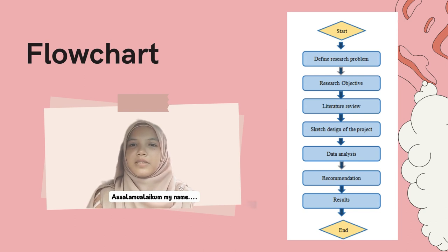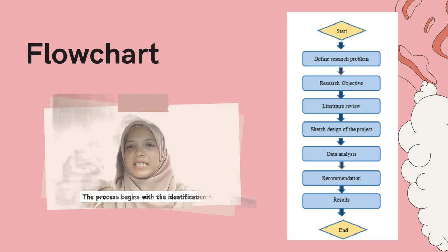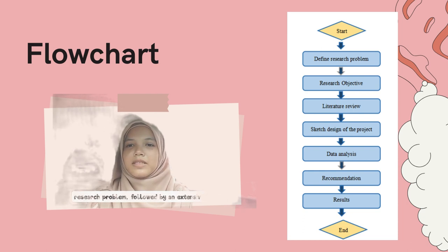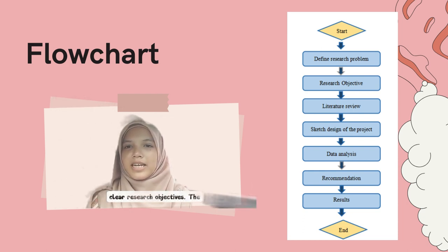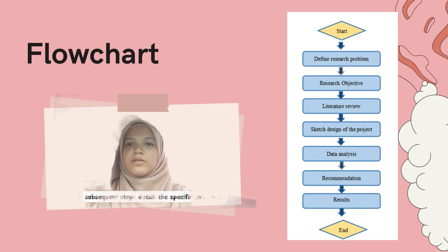The process begins with the identification of the research problem, followed by an extensive literature review to understand existing work in the field and clear research objectives. The research design is crucial, and the project guides the researcher through selecting an appropriate design. The subsequent step details the specific analytical techniques for data analysis. The project then leads to the presentation of the results, followed by a comprehensive discussion of the findings and their implications.